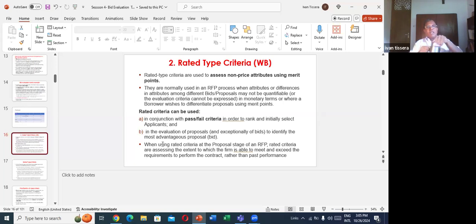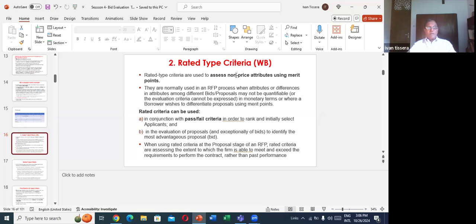Therefore, don't worry about the rated criteria we didn't discuss in the method presentation. It covers here, right? What is rated type criteria? Rated type criteria are used to assess non-price attributes using merit points. I think you know what the merit point meaning is. So I said merit point is the thing we did here, also earlier.